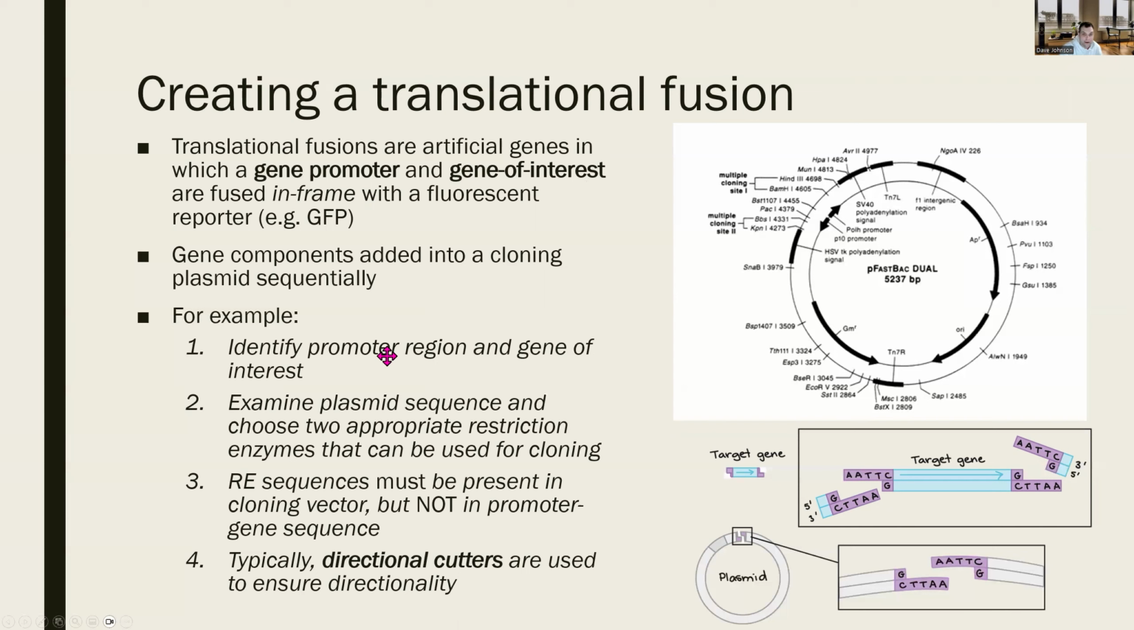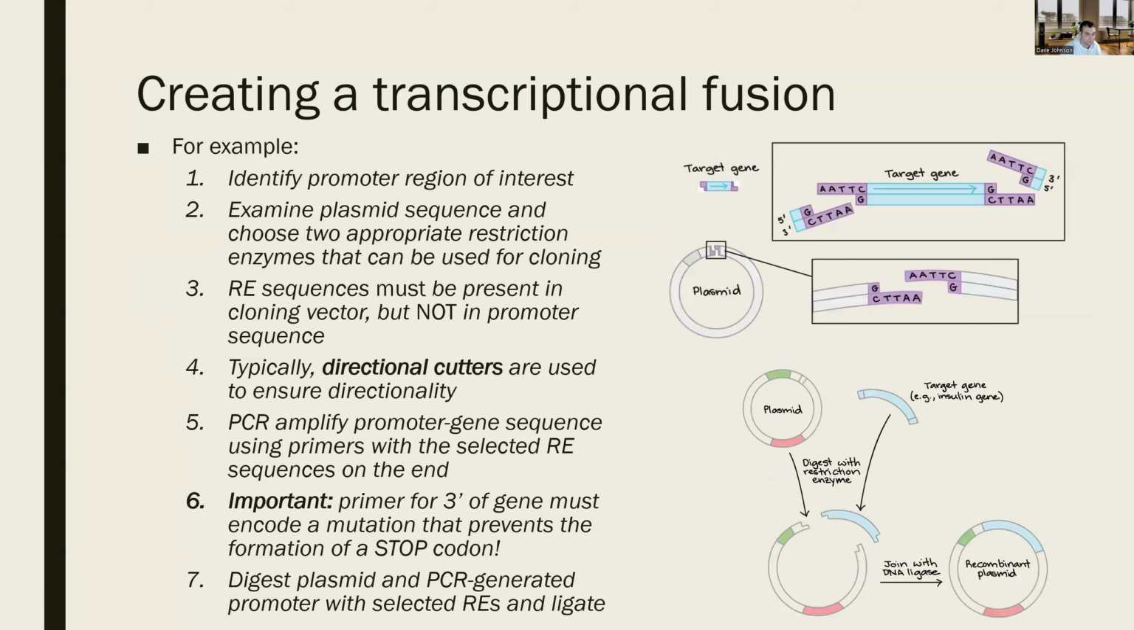So again, very, very similar. We identify the promoter region and gene of interest. We examine the plasmid sequence. We need to make sure, if we're using 2 specific restriction enzymes or however many we're using, that sites for that restriction enzyme are not within this transgene that we're creating. Otherwise, not only will it cut at the ends, it will cut in the middle as well and destroy the gene of interest. Same thing. I'm not going to repeat this, but the only thing that we need to make sure of is this.